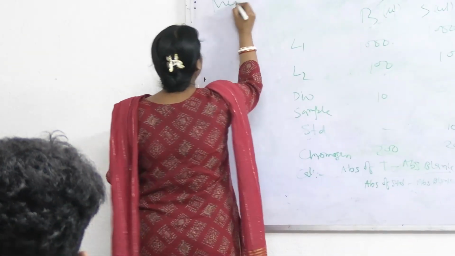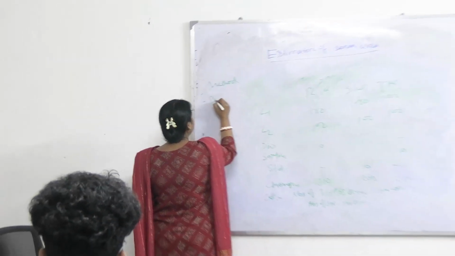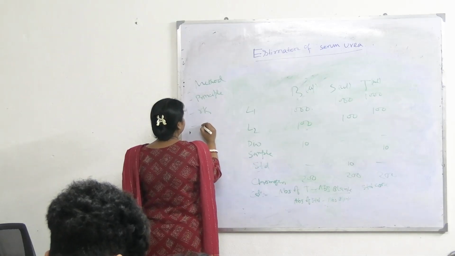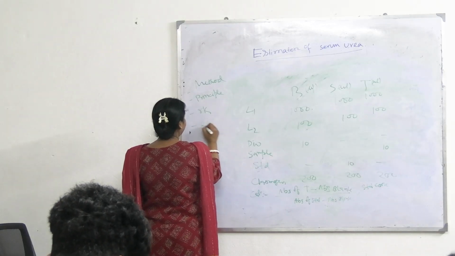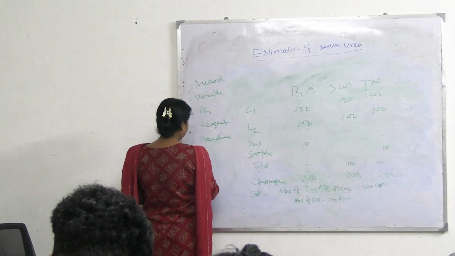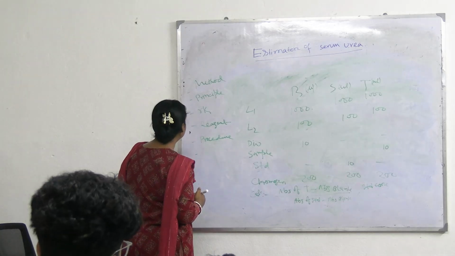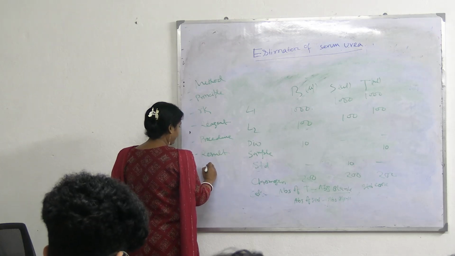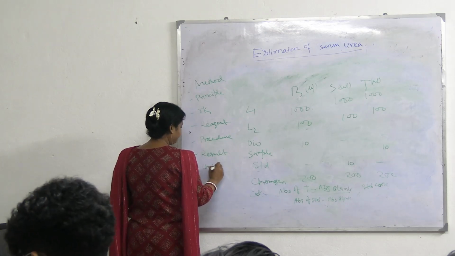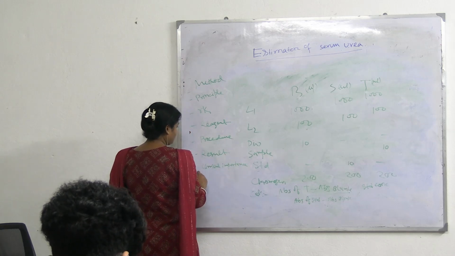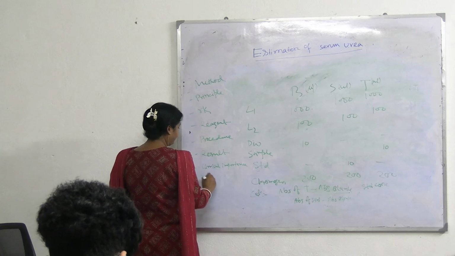So how can you write this? First you write the method, then principle, reaction, reagent, procedure, result, clinical interpretation, importance. And the normal reference range also you will write.